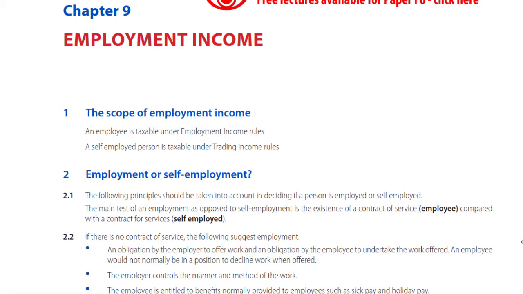We start, obviously given what I've just said, with the scope of employment income. A self-employed person is taxable under the trading income rules, as we've just spent 5 chapters looking at, whereas an employee is taxed under the employment income rules. So one initial issue that needs to be dealt with is to determine whether an individual is actually in employment or self-employment. Now, that is very, very obvious in terms of the activities that the individual undertakes.